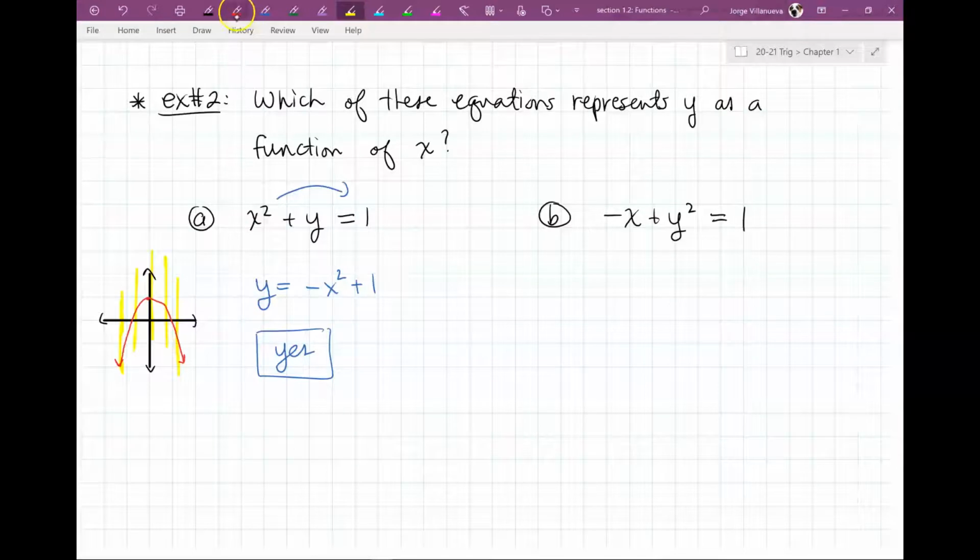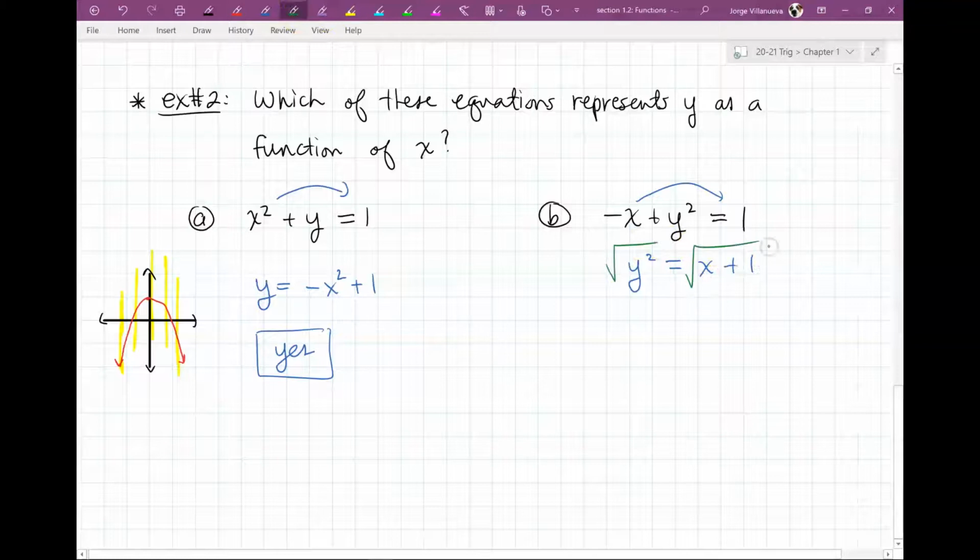Now let's look at the other one. If I move the x over, I get y squared equal to x plus 1, but I have to solve for y. That means I have to take the square root of both sides. So I get y equal to plus or minus the square root of x plus 1. A lot of times people will say, well, look, I was able to solve for y, so it must be a function of x, right?